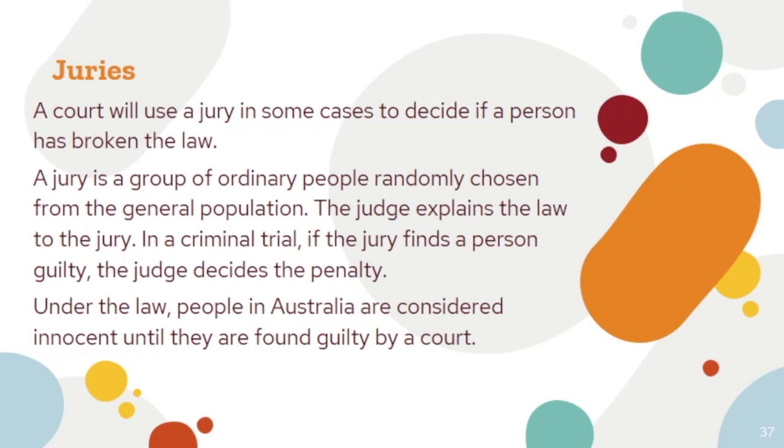A jury is a group of ordinary people randomly chosen from the general population. The judge explains the law to the jury. In a criminal trial, if the jury finds a person guilty, the judge decides the penalty. Under the law, people in Australia are considered innocent until they are found guilty by a court.